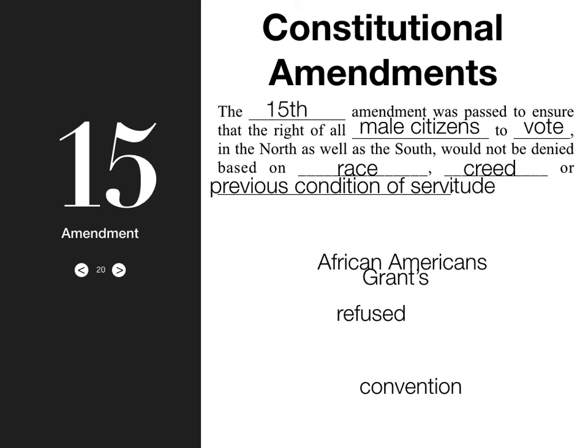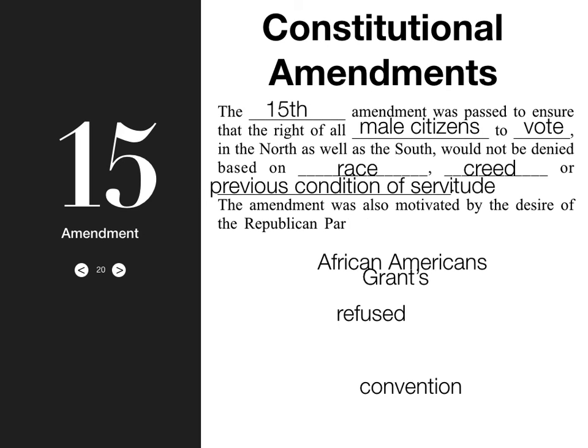But now the 15th Amendment, because the Constitution supersedes all laws in the land as the supreme law of the land, says that all male citizens can vote. That's in the North as well as in the South, and that their right to vote could not be denied based on race, creed, or previous condition of servitude. Meaning if they were an indentured servant, they couldn't be denied the right to vote. If they were a slave, they could not be denied the right to vote as well.